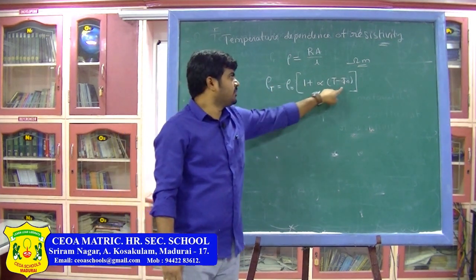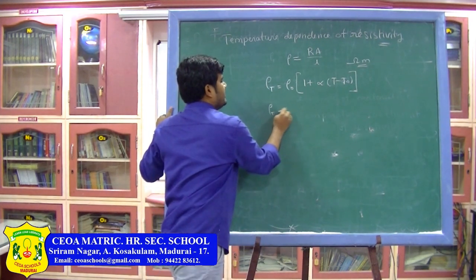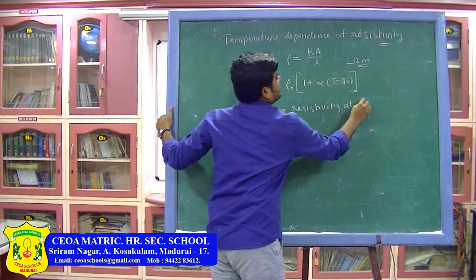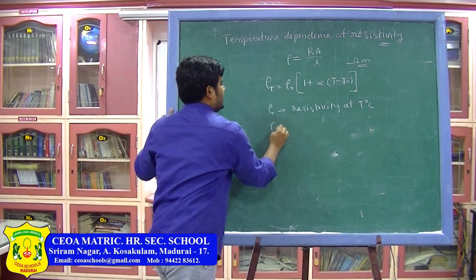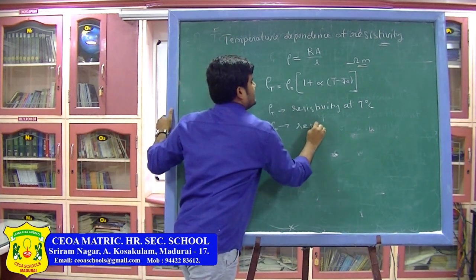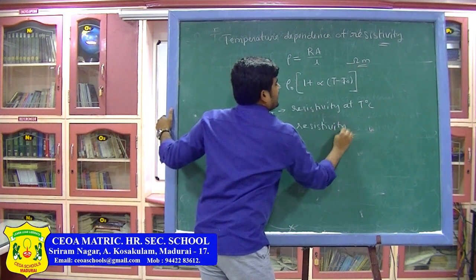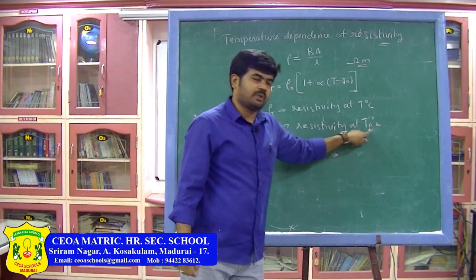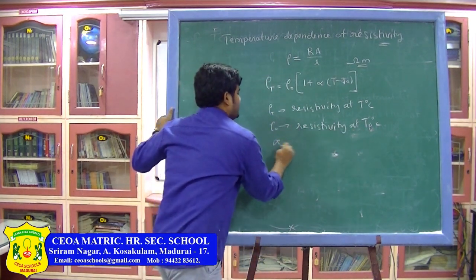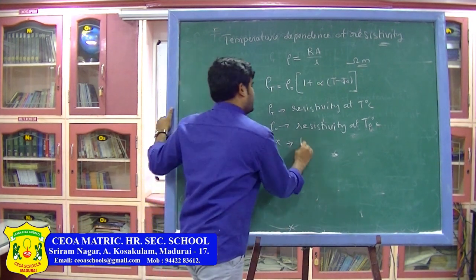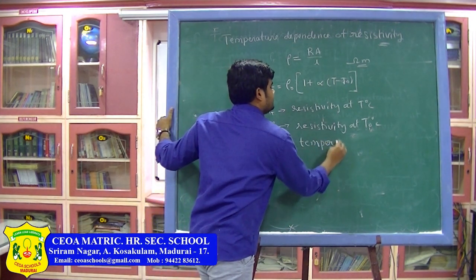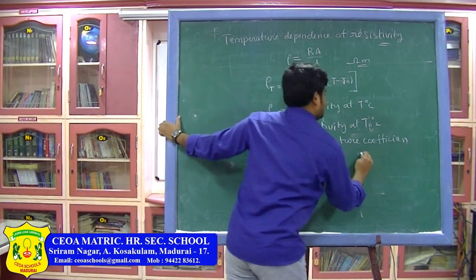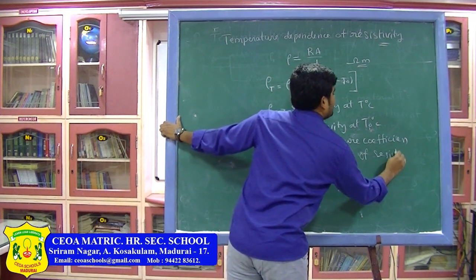Now let me explain the terms in the equation. Where rho T is the resistivity at T degree Celsius, and rho naught is the resistivity at T naught degree Celsius, which is generally considered to be a reference temperature. Then the alpha, which is a very important term, is the temperature coefficient of resistivity of the material.